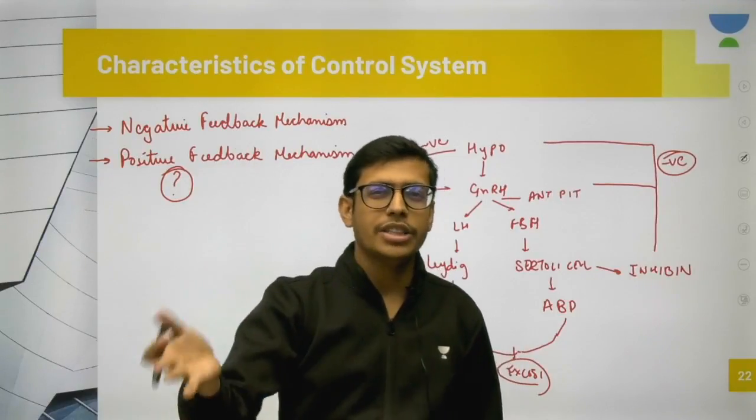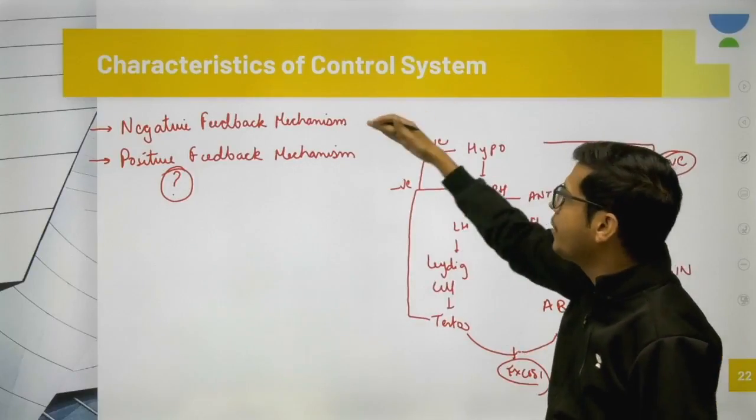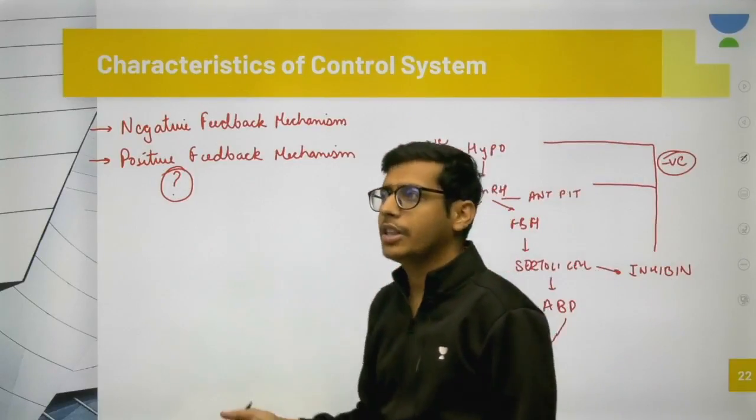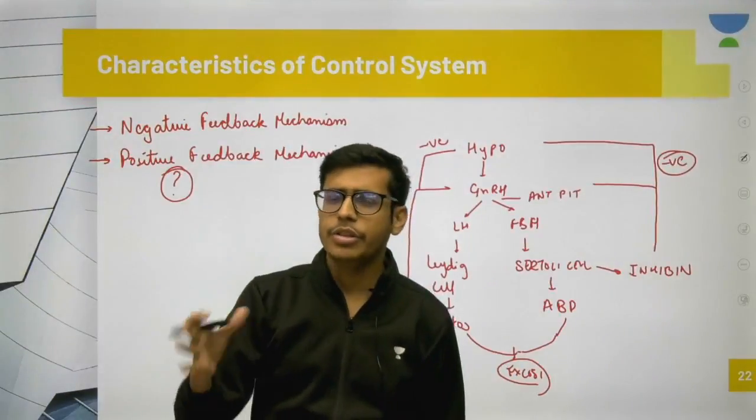Or I'll mention it at the end of the class. Either way, right? So this is the negative feedback mechanism. This is the positive mechanism. Obviously, any feedback mechanism that works is the negative feedback. Now see, I'll give you an example where you can understand.